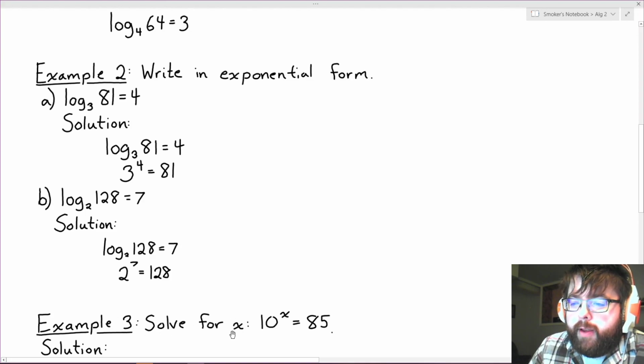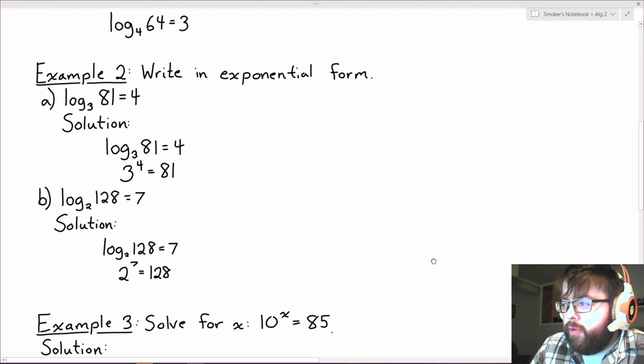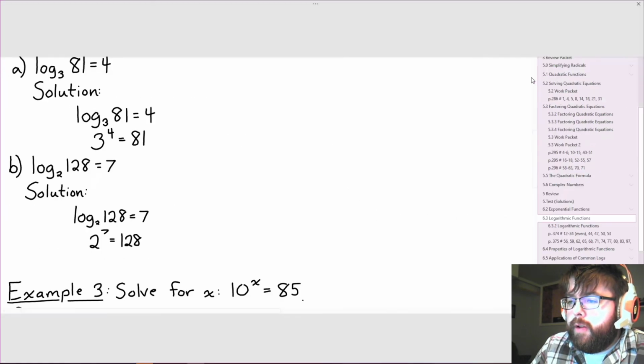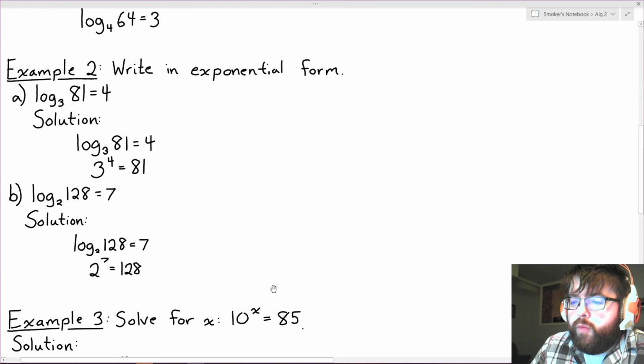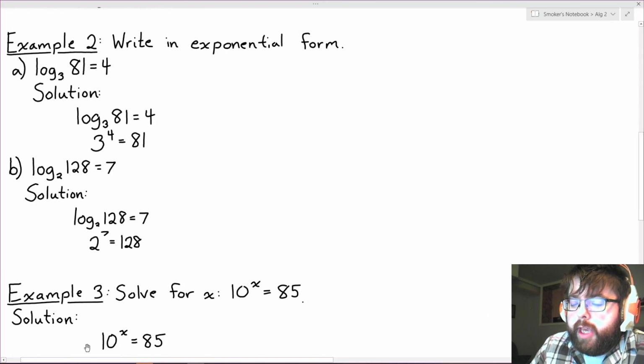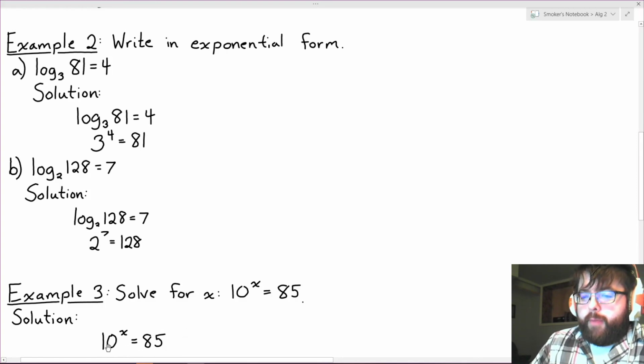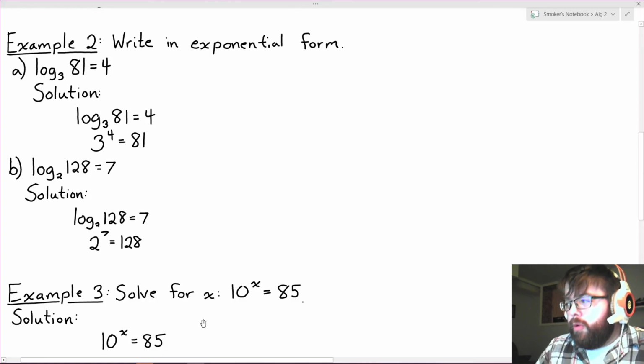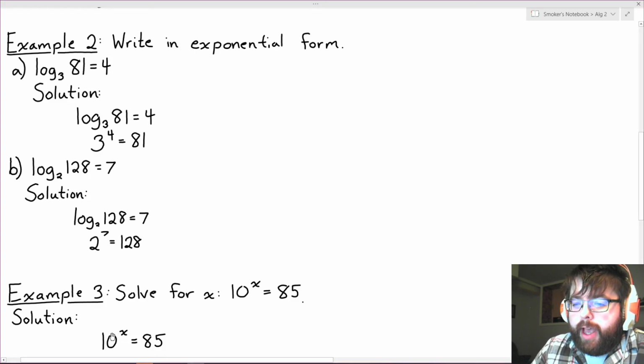So jumping to this example. Solve for x. 10 to the x is equal to 85. Well, before logarithms, we wouldn't really be able to solve this type of problem. You cannot divide both sides by 10. That's not what this is. It's not 10 times x. This is 10 to what power is equal to 85. So we don't have an operation. You can't take the x root. Taking the x root doesn't solve anything. You still have an x. It doesn't get rid of the x. It just moves it over here and makes things even more complicated.